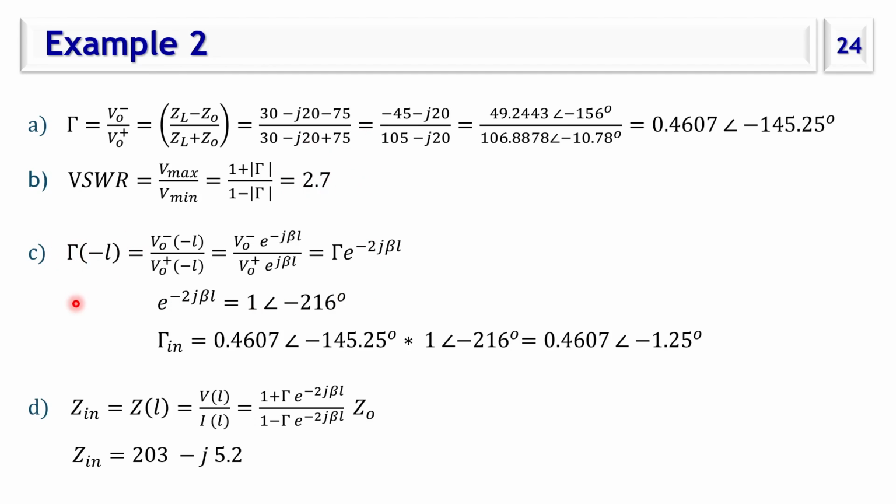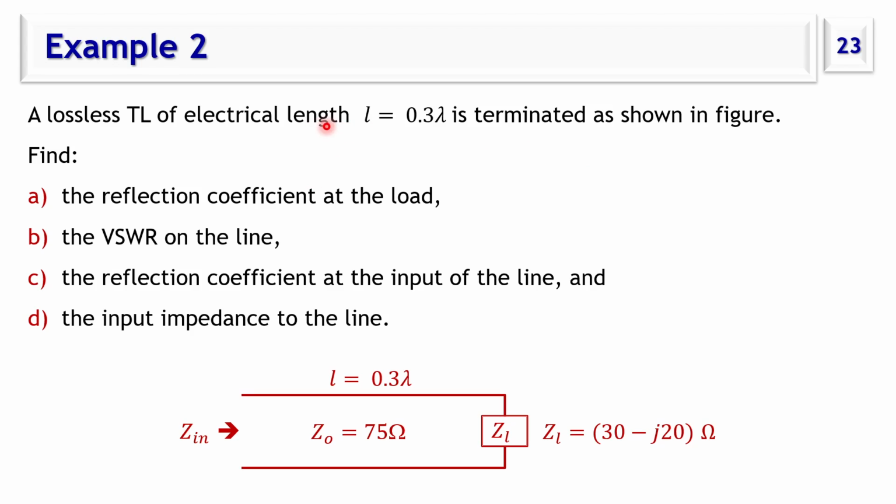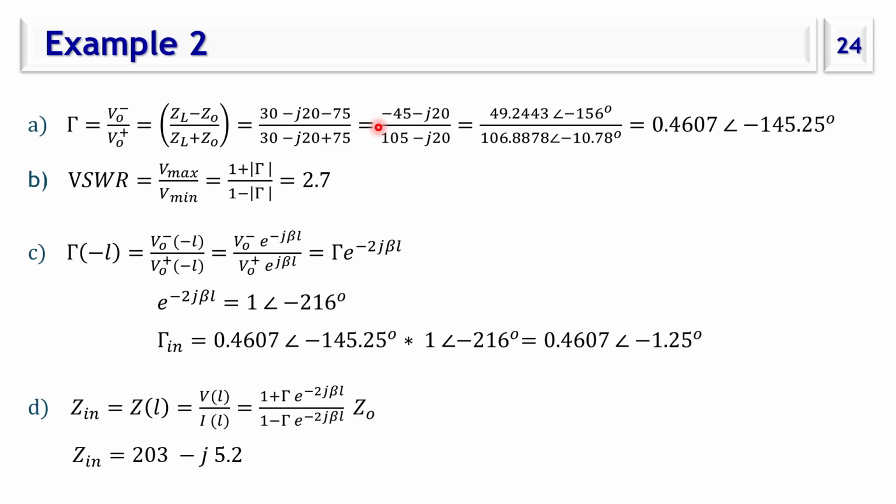The reflection coefficient at the input, here L equals 0.3 lambda. So gamma at the input equals gamma naught multiplied by e to the minus j beta L. Of course, its magnitude is 1, and its phase is minus 216. So with just the multiplication, it will be the same magnitude as we know, but the phase will be different.